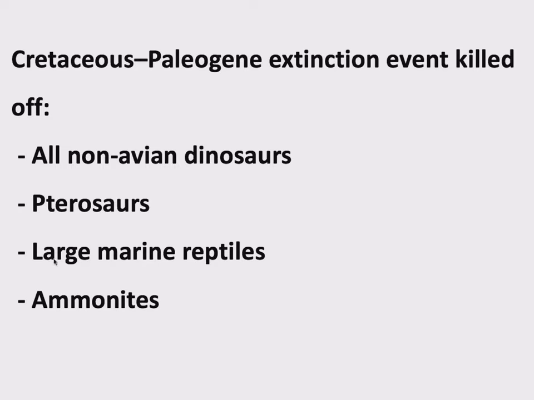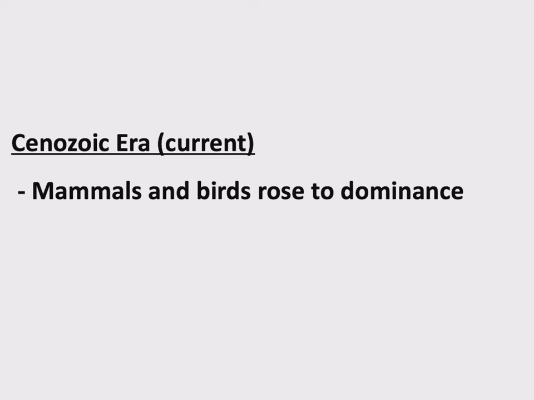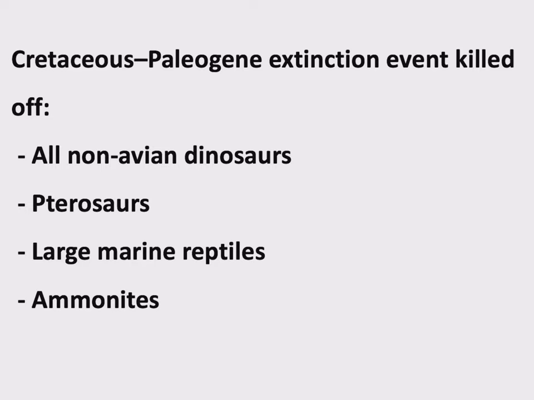Those pterosaurs, those flying reptiles, the large marine reptiles, and ammonites, all these things wiped out by the Cretaceous-Paleogene extinction event. And the story repeats itself. With the playing field wiped clear, so many ecological niches are now empty. Guess who comes in to scoop things up? Birds and mammals. So that leaves us in the current era, the Cenozoic era, where we have large herbivore mammals and carnivore mammals in the ocean, and birds in the sky. These things really took over after the dinosaurs and all these other things from the Cretaceous period were wiped out.